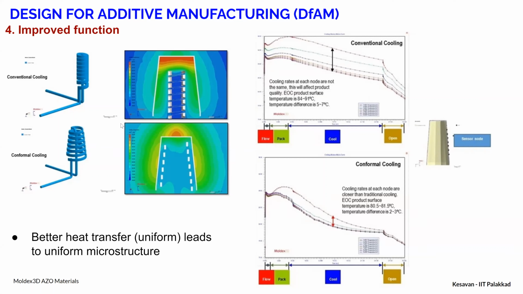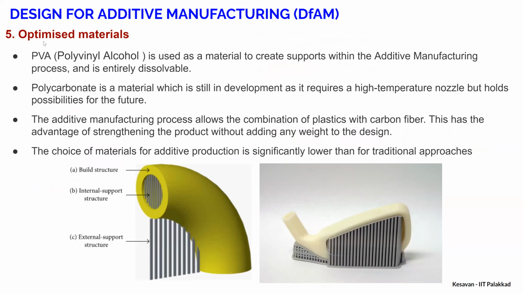So to improve the function, in this application, it is suggested to have a uniform cooling rate. Then the other important thing is optimized materials. What I mean by optimized materials: any component you print in additive manufacturing, there is again a challenge, or I would say a disadvantage, of additive manufacturing. That is, you need to print a component with a support structure. You are seeing some examples here. So this is your component. Let's say in this case the tube is your component, and printing a tube as such is difficult in additive manufacturing.